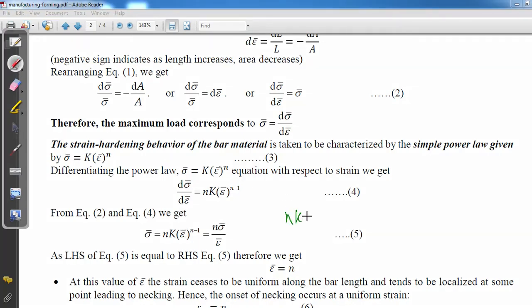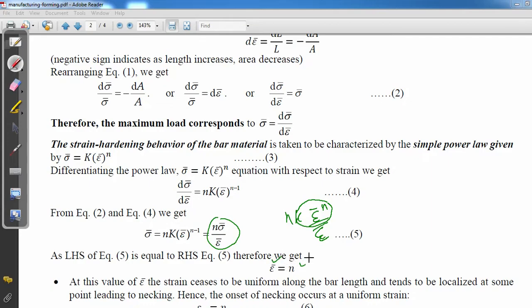So we can write this as n K epsilon bar to the power n upon epsilon bar, so this is n minus 1. So this term is equal to sigma bar. So finally we reached here. Now it is saying that sigma bar equals n times sigma bar upon epsilon bar. This term will be equal only when this has to be true. Therefore epsilon bar equals n.